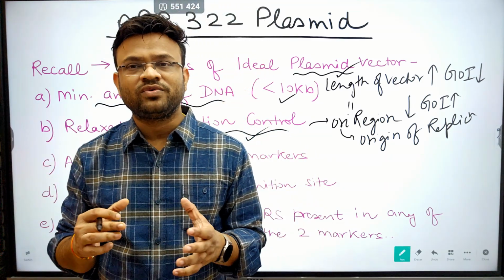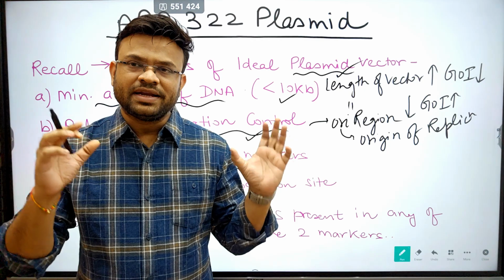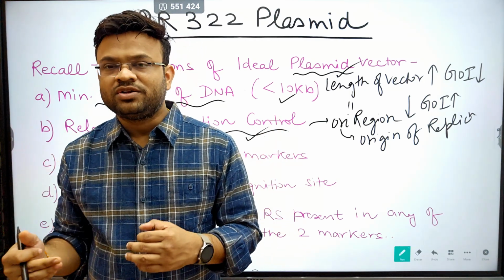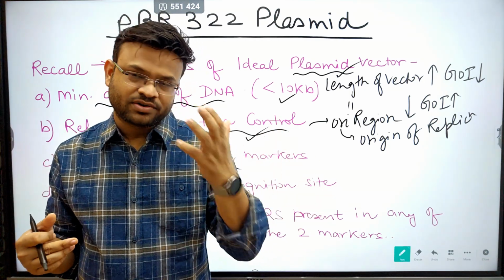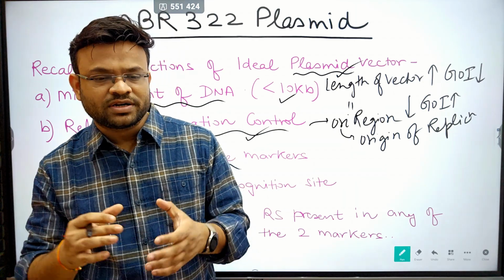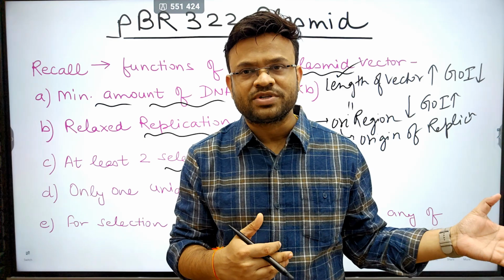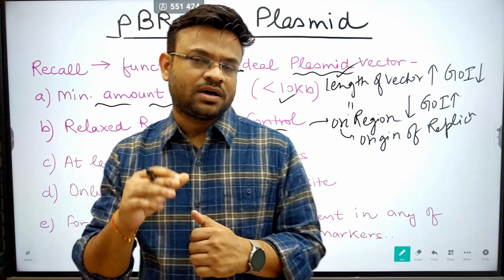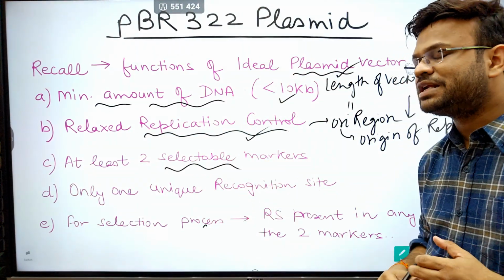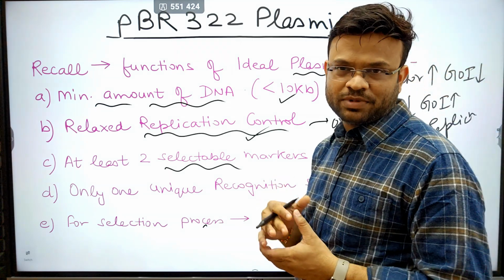What do you understand from both of them? Selection means you will have to identify whether your bacteria is transformed or non-transformed, whether you will have to differentiate between the transformed and non-transformed cells. So that is one of the prime requirements of selectable markers. That is why we use selectable markers.